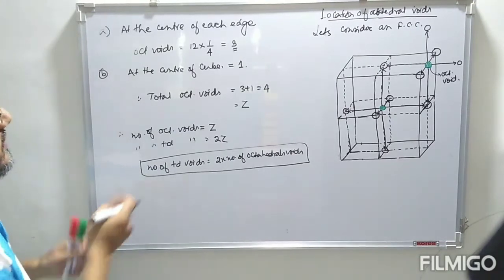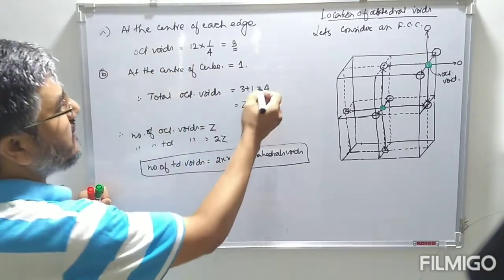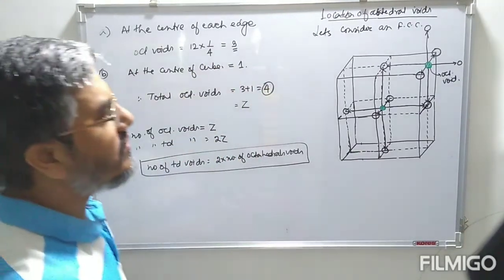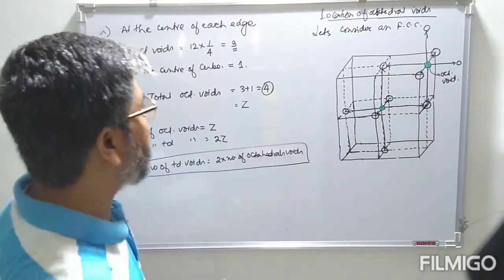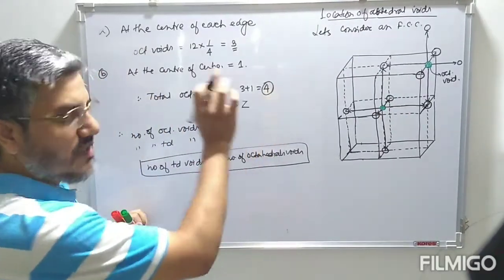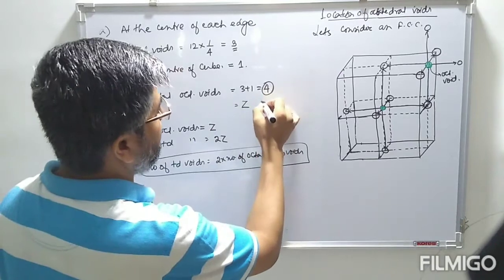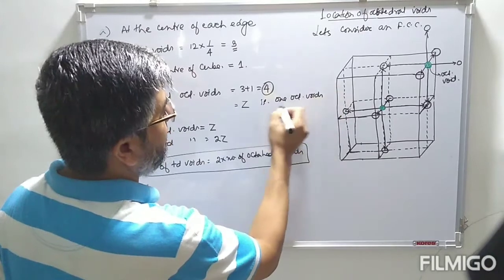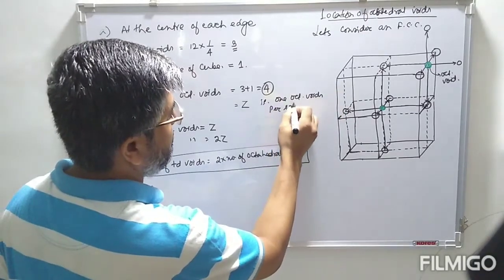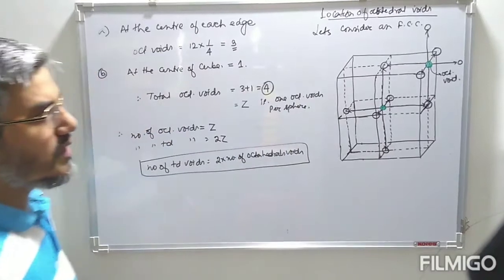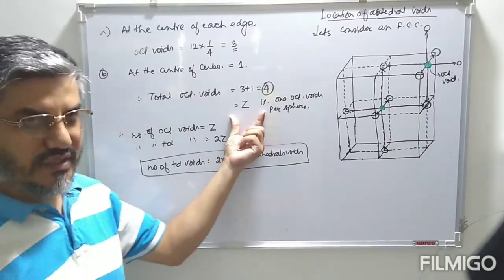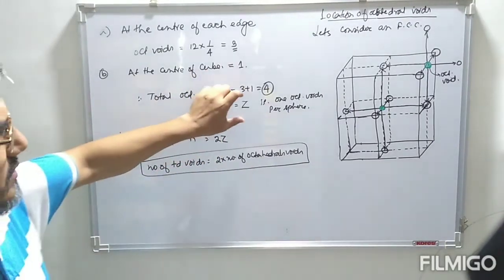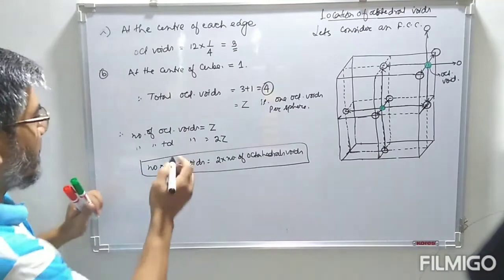Now, the number of octahedral voids in an FCC is Z. The effective number of atoms per unit cell is 4. So there is 1 octahedral void per sphere. That is, 1 octahedral void per sphere. So there is 1 octahedral void associated with each sphere in an FCC lattice. Just look at this.